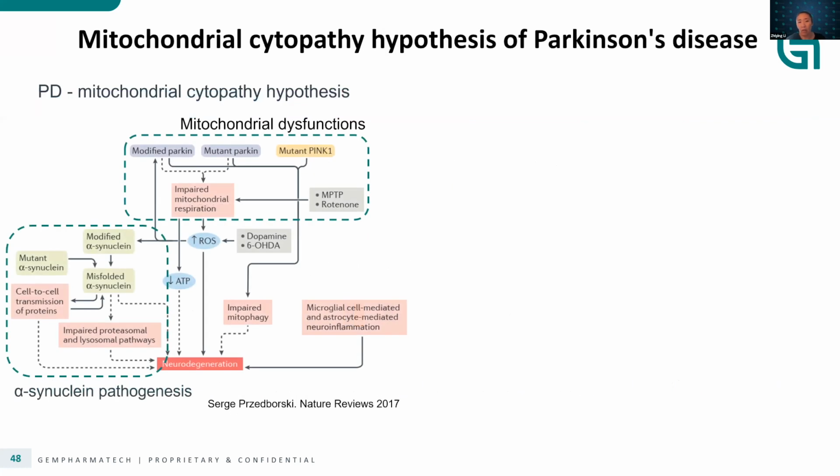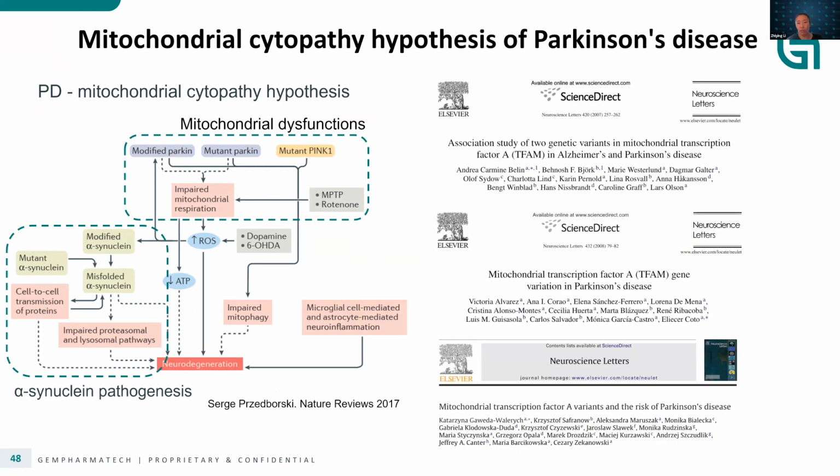And finally, alpha-synuclein is one of the hypotheses that leads to dopaminergic cell death. Another one is mitochondria homeostasis. There have been several papers talking about the TFAM gene and its activity or implication in Parkinson's disease.